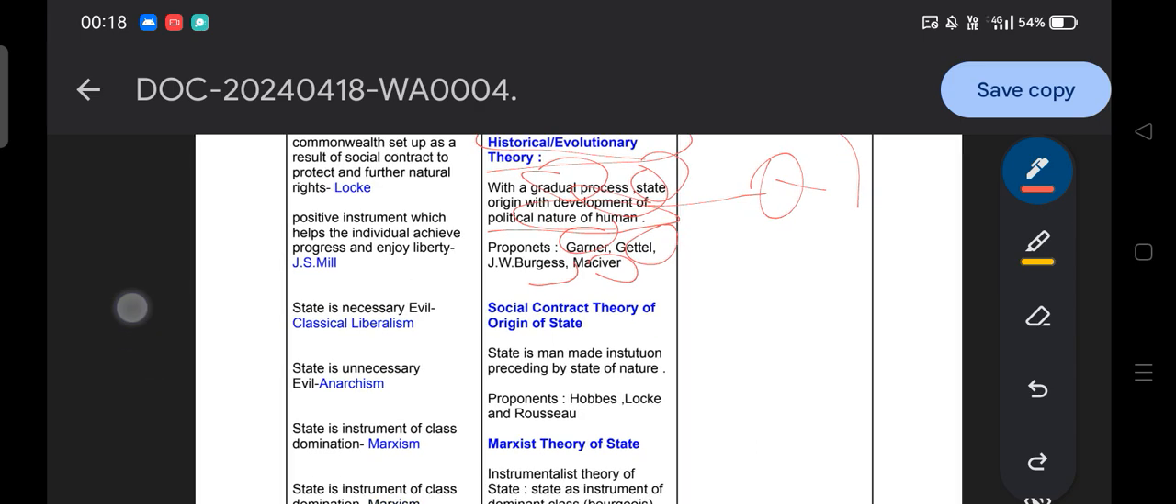If that is clear, then similarly, the social contract theory of the origin of the state. They believe the state is a man-made institution preceded by the state of nature. So the social contract theory believes that the state is created by man. It is a social contract: the people are contractors and they create the state.